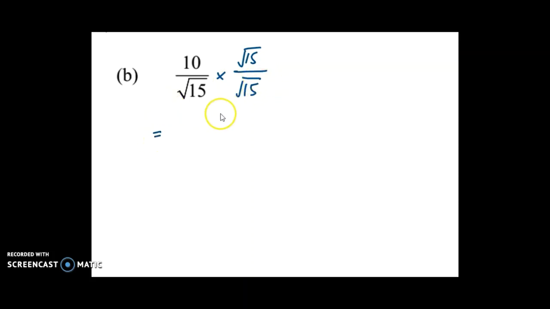Now consider the multiplication of 10 by the surd 15. You will have 10 multiplied by surd 15 over surd 15 multiplied by surd 15, which gives 15. And this can be further simplified because 10 and 15 have a common factor, so you cancel off. You get 2 up here, and this is 3, because 2 times 5 is 10, 3 times 5 is 15. So write down the final answer as 2 surd of 15 over 3.